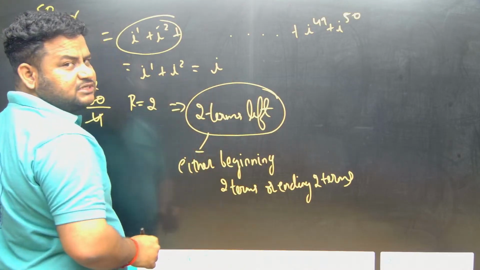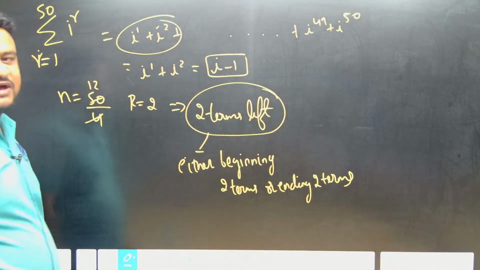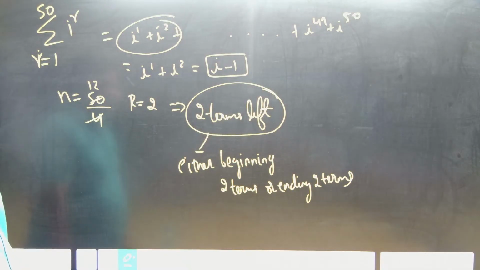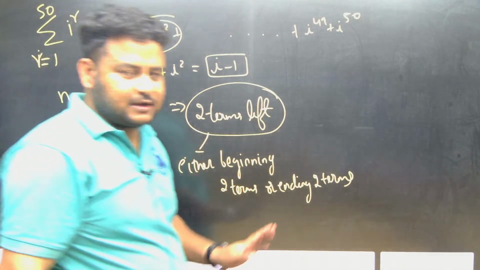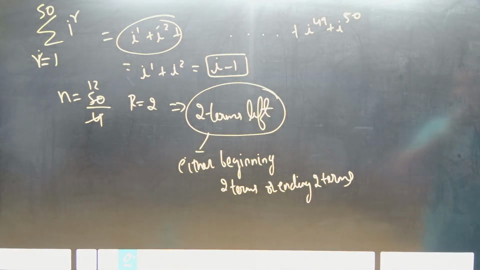i squared is what? What is the value I will get? i squared is minus 1. So what is the answer? i minus 1. So this is the value, we will take it. Clear? This is how we can solve this question in a simplified way. Okay, no need to write down all the terms.